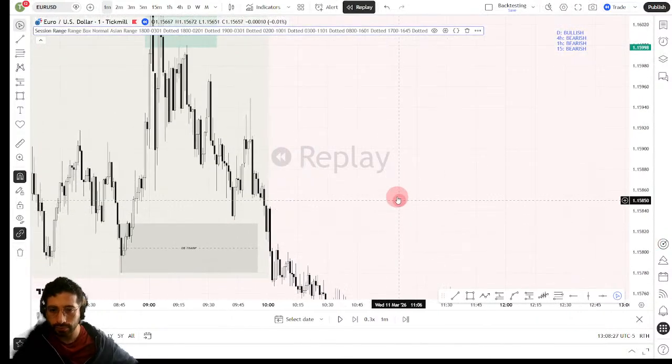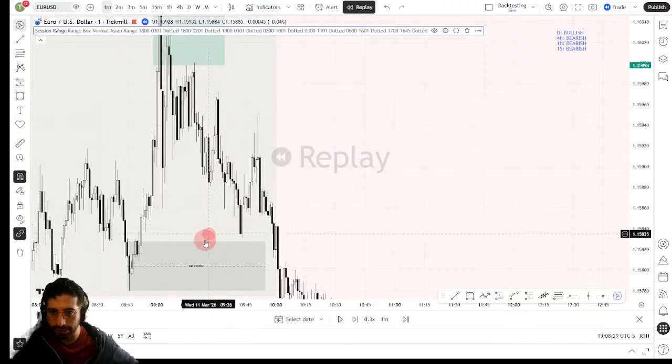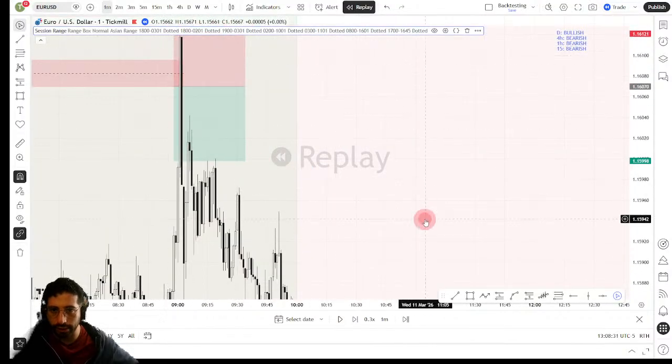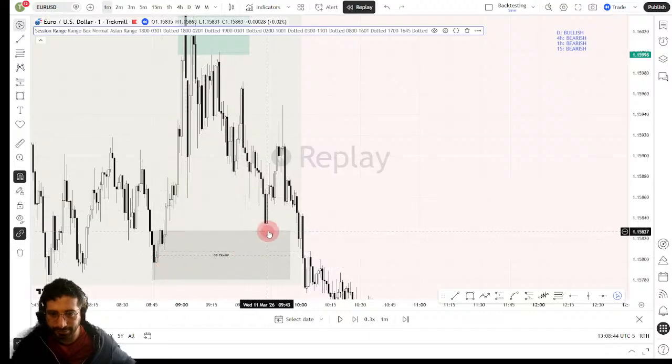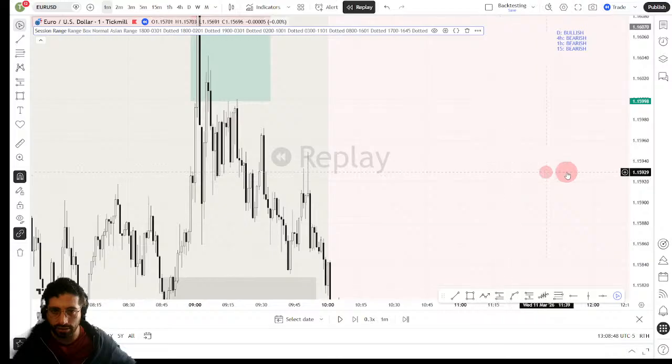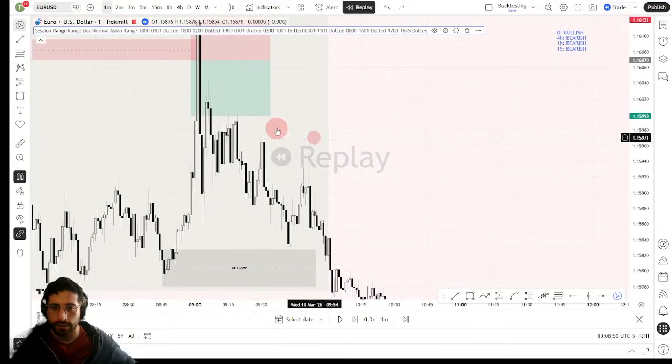So once the price enters here, once we are out, because we were out, and we see all of this movement, I will wait for the price to get to the order block trap, which will be here. Once price gets here, I will start looking for potential entry points. That would be this one.